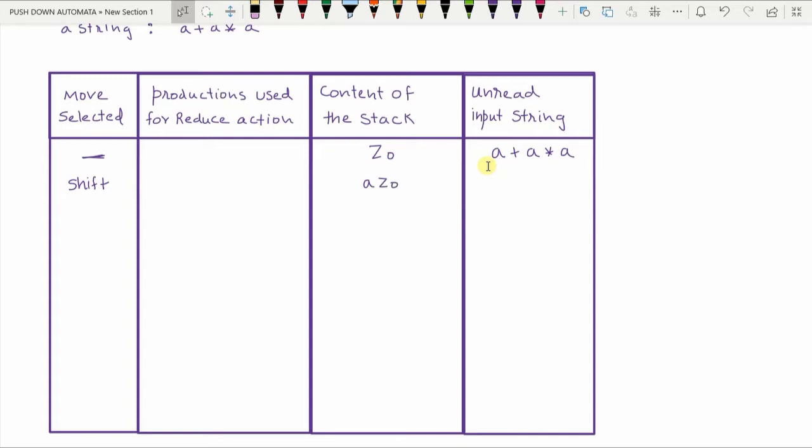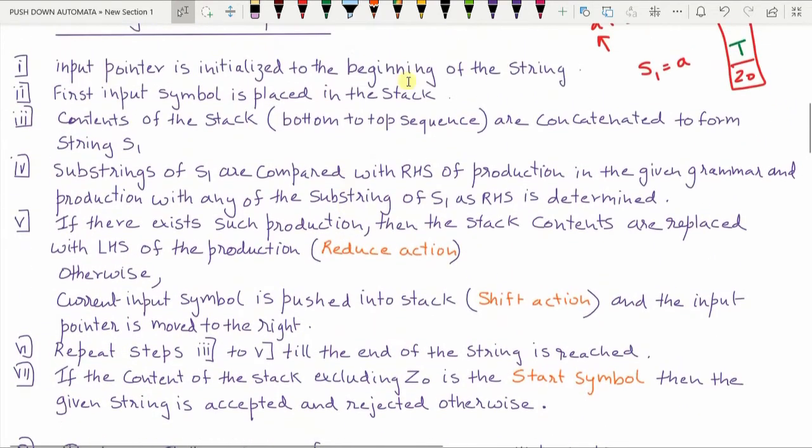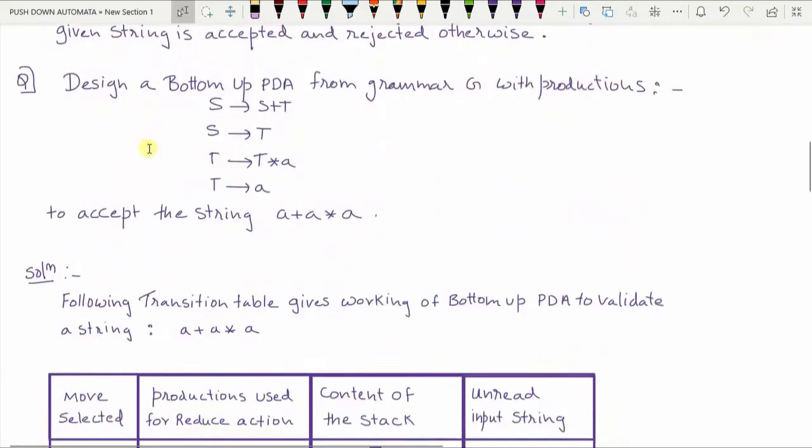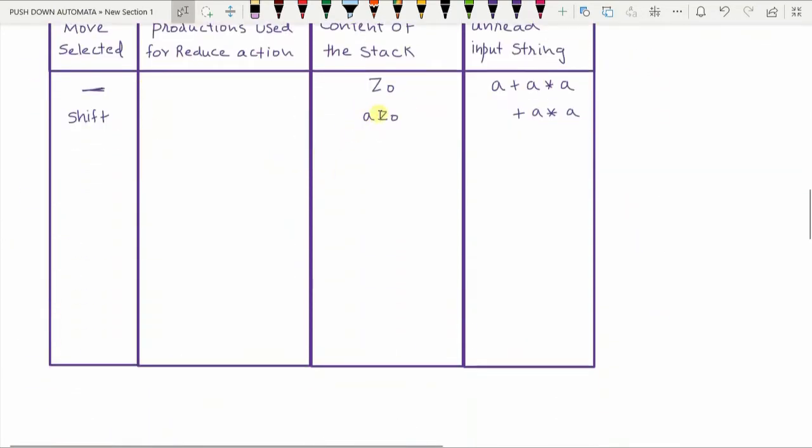Yes. Now after pushing a, what remains to be read is plus a into a. Done. So this is the shift action. Next, now this is step number 2. Now step 3, the content of the stack from bottom to top is concatenated to form substring s1. Since the stack contains only a, s1 is a only, right?